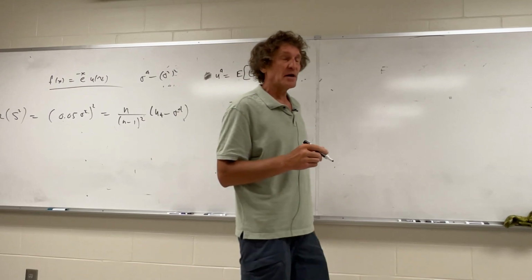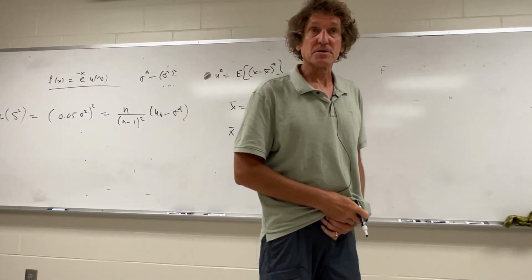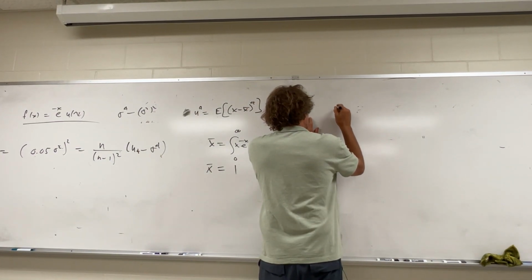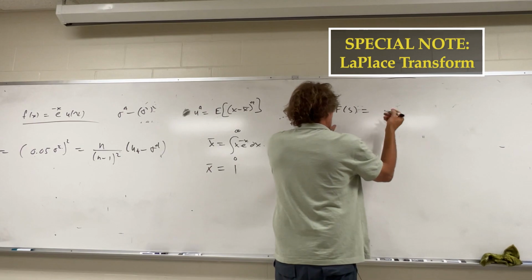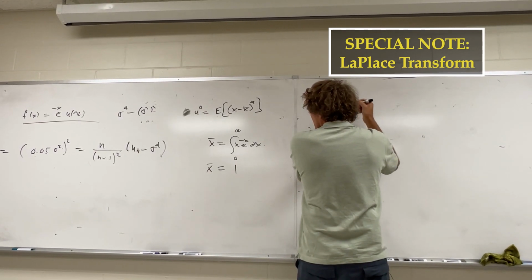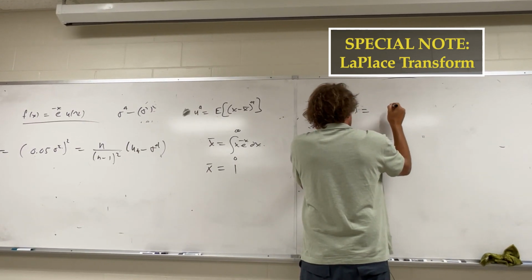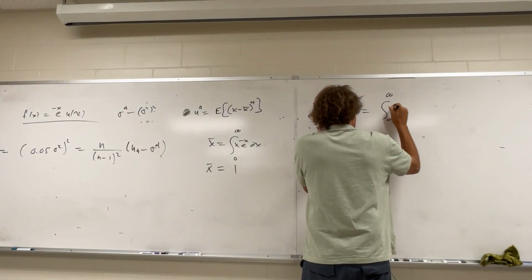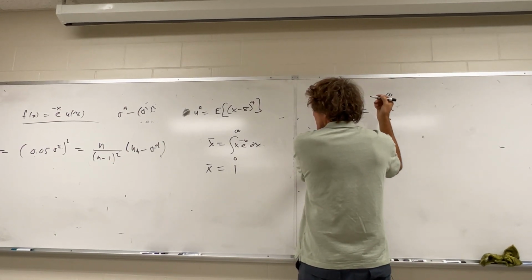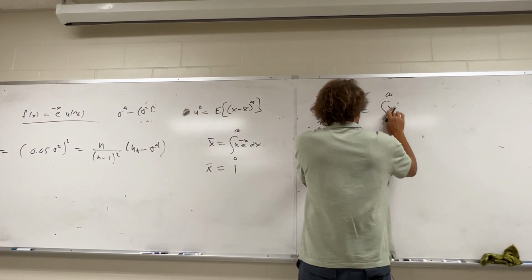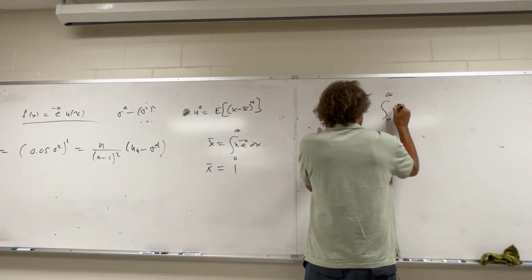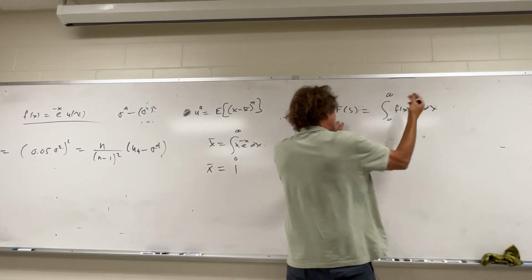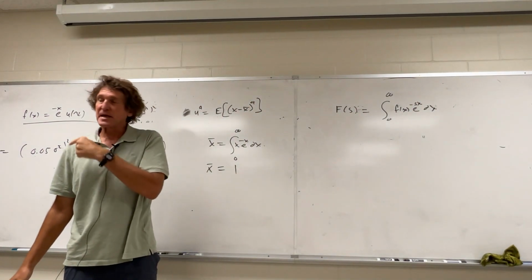I'm going to do it another way. This is the way I prefer to do it because, in my opinion, it's quicker. It's by simply saying, well, I know that the Laplace transform of any function in x, and this is only good for everything greater than 0, so you can do this: integral from 0 to infinity of f of x e to the minus sx dx. That's the Fourier transform of the density function.